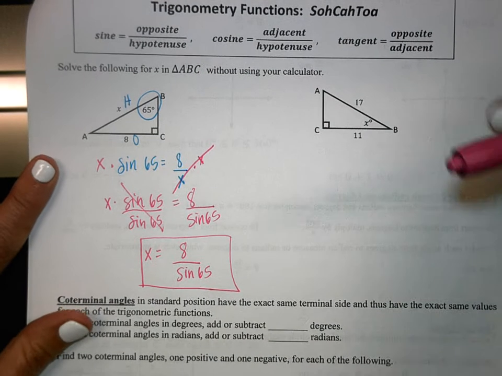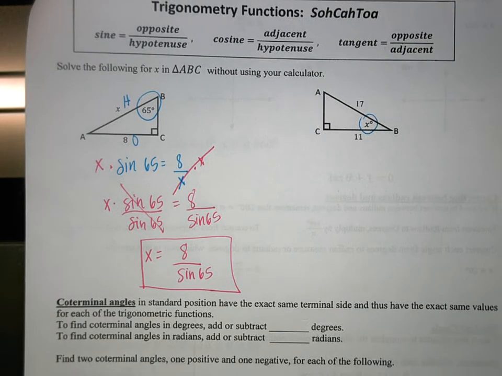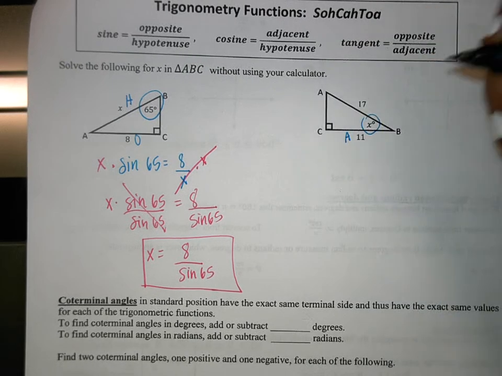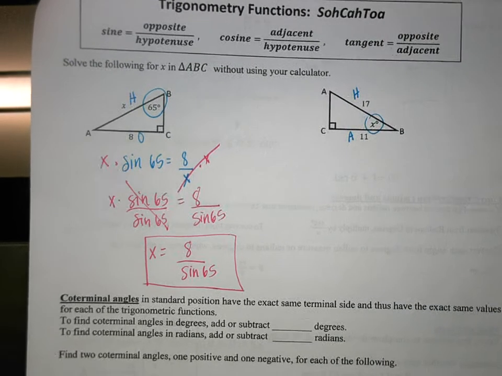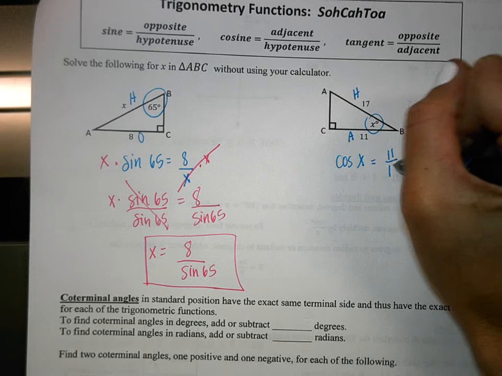Okay. If you look at the next one, I'm going to give you a minute or less to solve that, or at least set this one up correctly. Okay, 11, what would we label that side as? And 17 would be, which means which trig function? Okay, so we have cosine x equals 11 over 17.